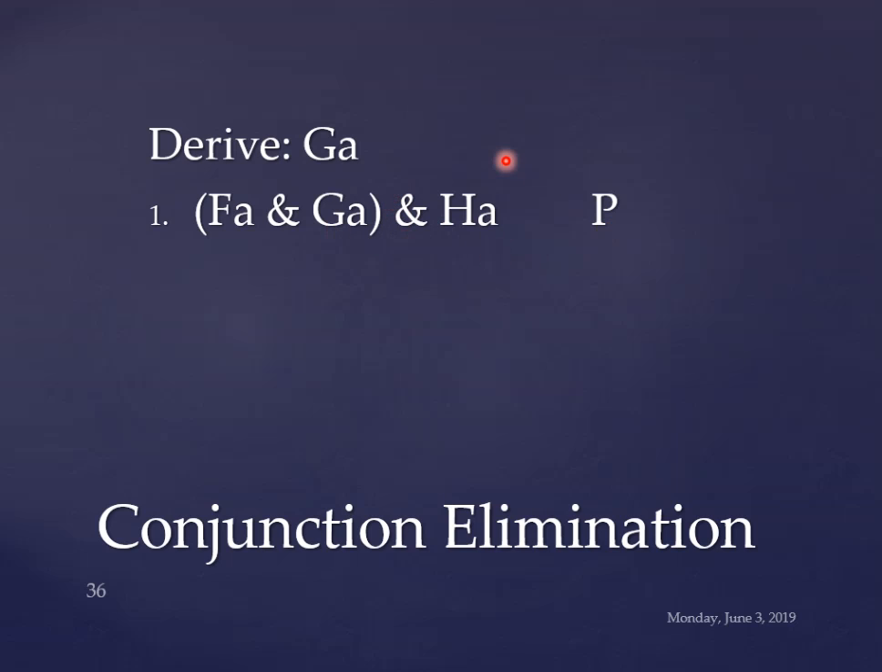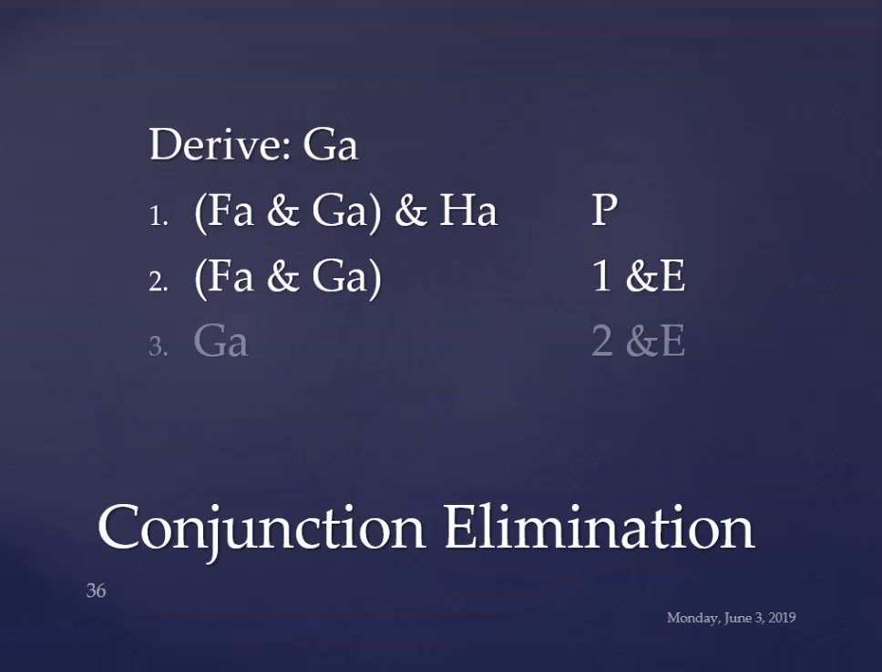So what I'm going to do is lop off the HA, citing line 1, just like that. And what I've eliminated is this part. Now I can get the GA. I can extract that because now that is a conjunction, and then I can eliminate the FA. And now I write GA. And notice I'm only citing 1 line, because that's the line that the conjunction is on.